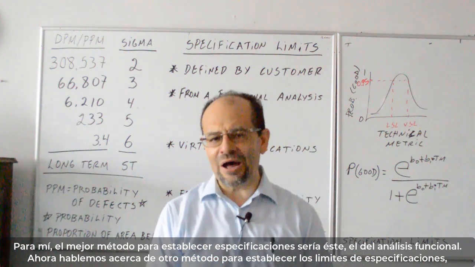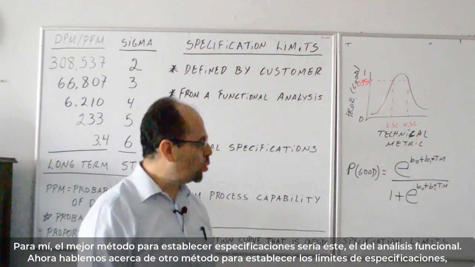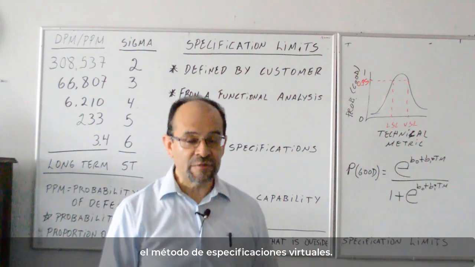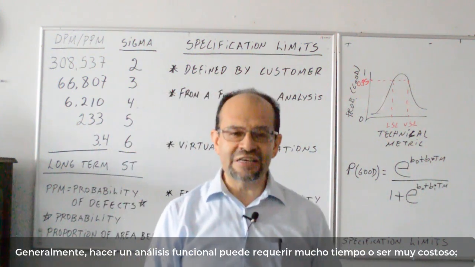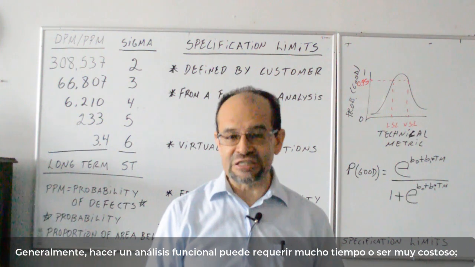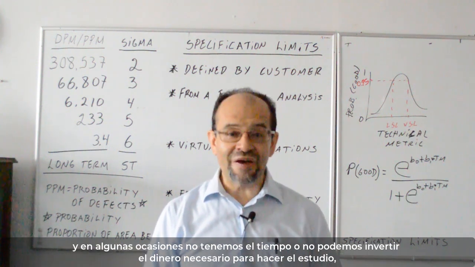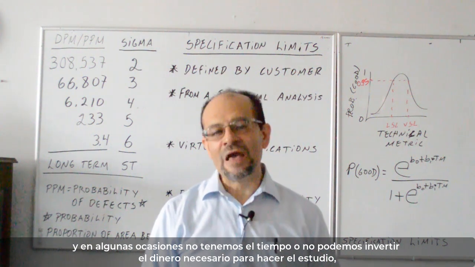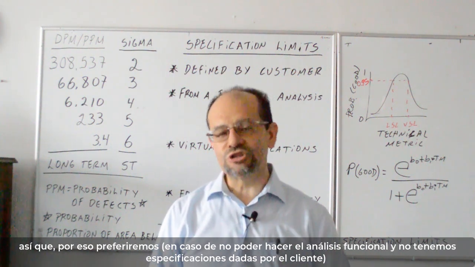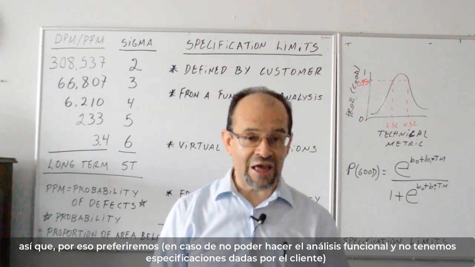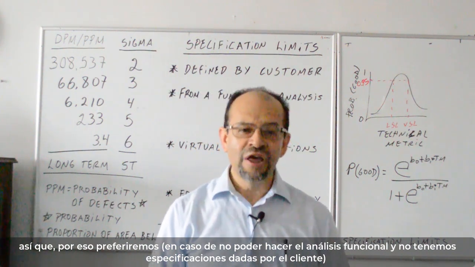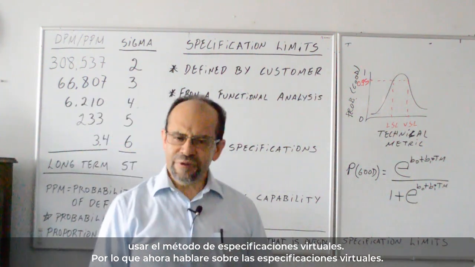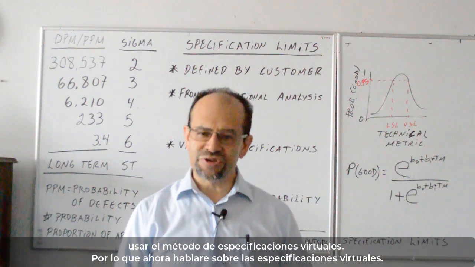Now, let me talk about the other method to establish specification limits, which is virtual specs. Usually, doing a functional analysis is time-consuming or can be expensive, and sometimes we don't have that time, or we cannot afford to do studies like those. So if it is not possible to do a functional analysis, and we don't have specifications provided by the customer, then the next approach should be virtual specification limits. Let me talk about virtual specification limits right now.